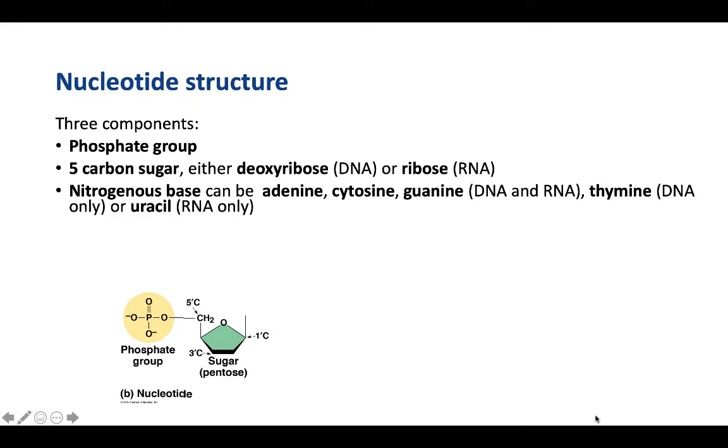The third component is a nitrogenous base. And you can pick from either adenine, cytosine, guanine, or thymine if you're talking about DNA. If you're talking about RNA, you can pick from adenine, cytosine, guanine, or uracil. So uracil is only found in RNA and thymine is only found in DNA. So these are the three components.